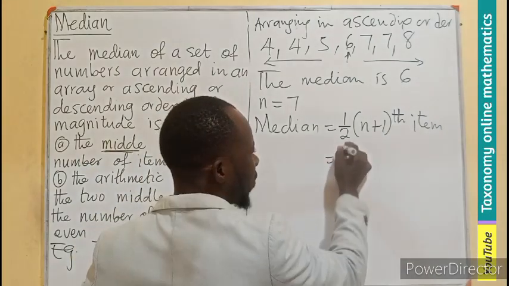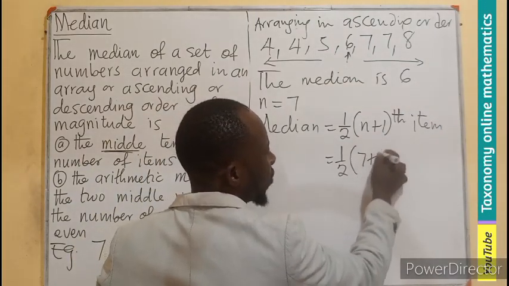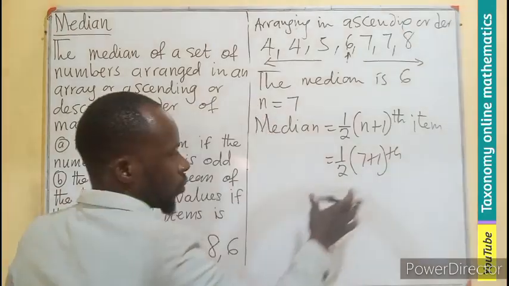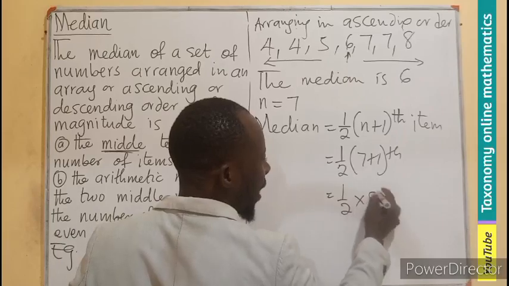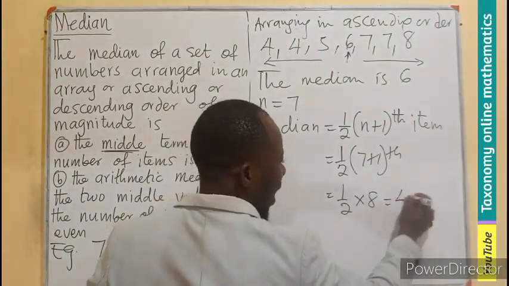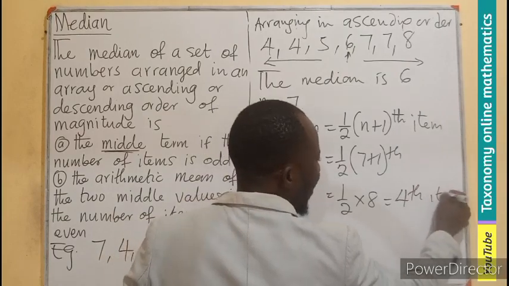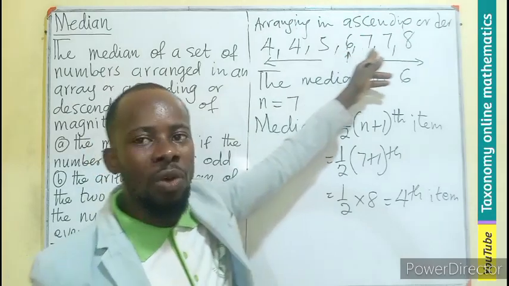So in this case, 1 over 2 times 7 plus 1 item. So this is now going to be 1 over 2 times 8, as in 1 plus 7, 8. So let's just say we have the 4th item. The 4th item from the list of data.